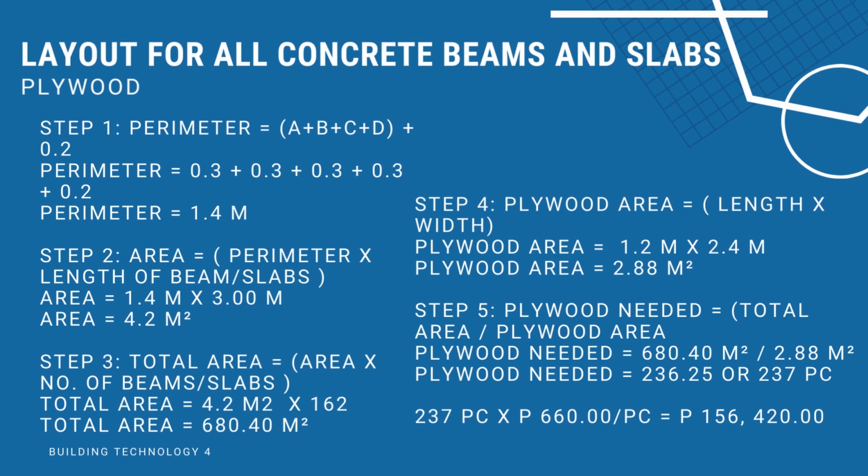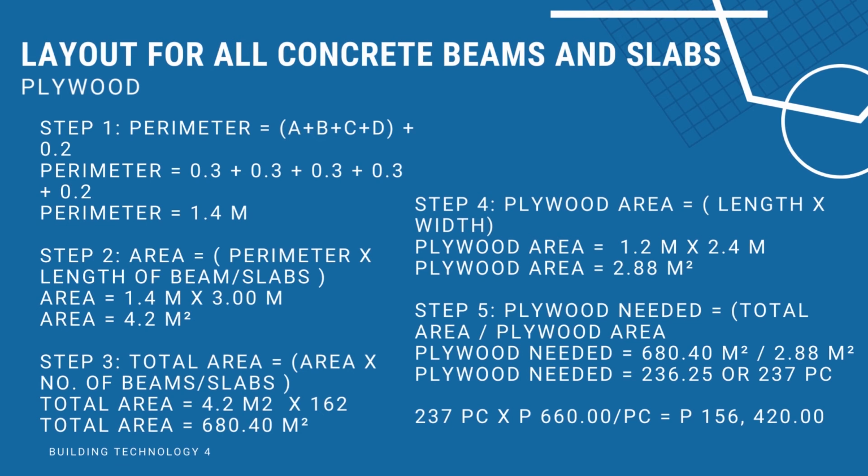Step 3 is to get the total area. So area times number of beams or slabs, the total area is equal to 4.2 square meters times 162, which is the number of beams or slabs. So the total area is equal to 680.40 square meters. Step 4 is the plywood area. So we multiply length times width. So the plywood area is equal to 1.2 meters times 2.4 meters, which is 2.88 square meters.